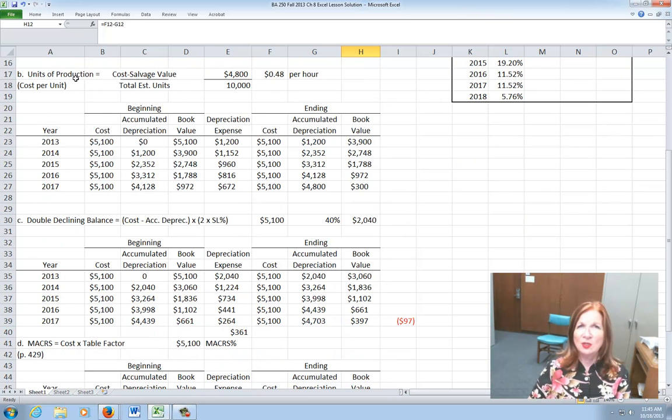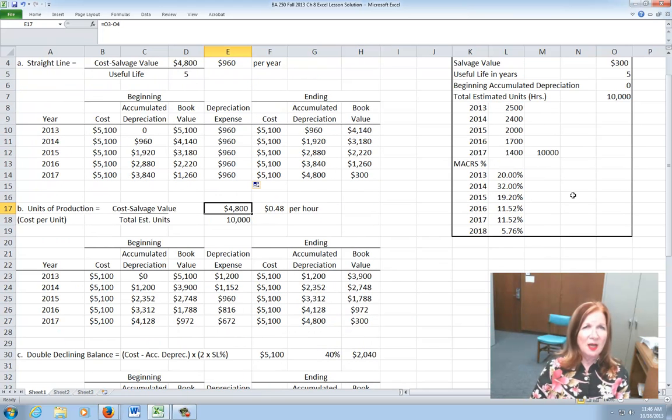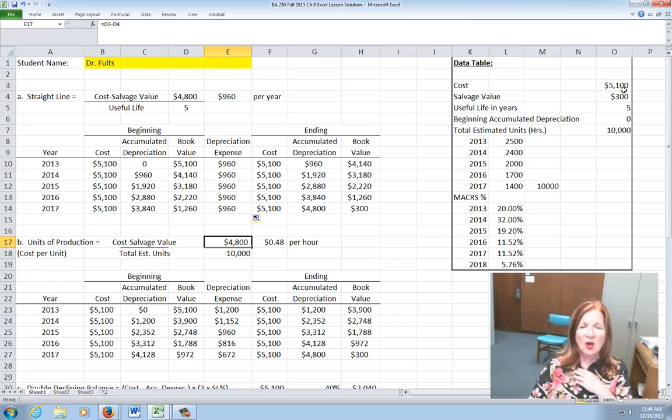So next I'm going to scroll this up and let you see units of production. So B was units of production. Units of production, we need to calculate a cost per unit. So it's equal to cost minus salvage divided by the total estimated units. So when we come to this formula in C, we're going to be looking at cost minus salvage. So we're going to be looking at O3 minus O4, and that's that same cost minus salvage number that we got in Schedule A, but now it's divided by the total number of units.